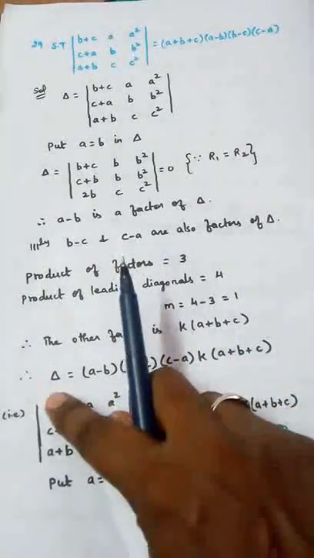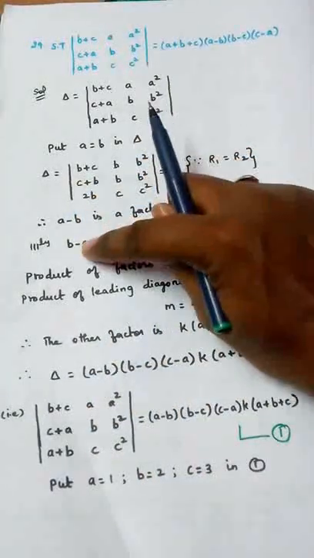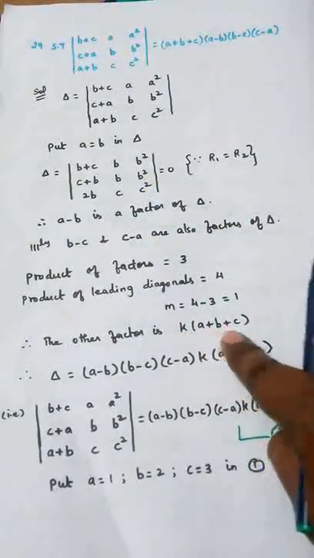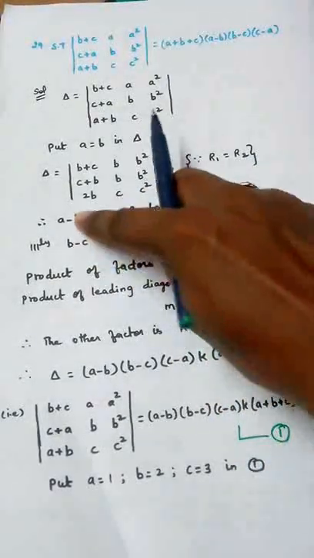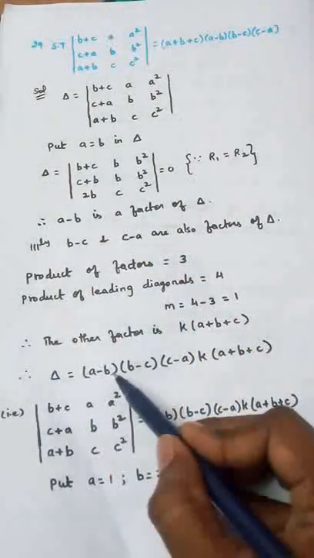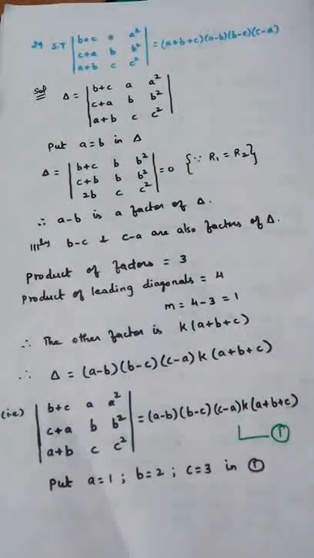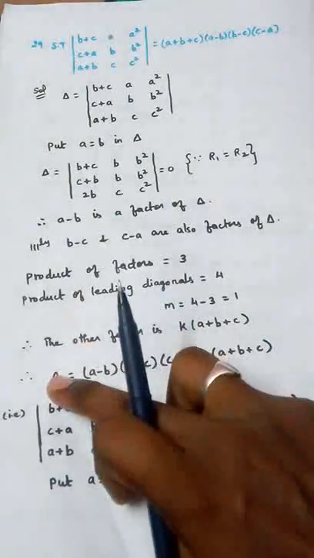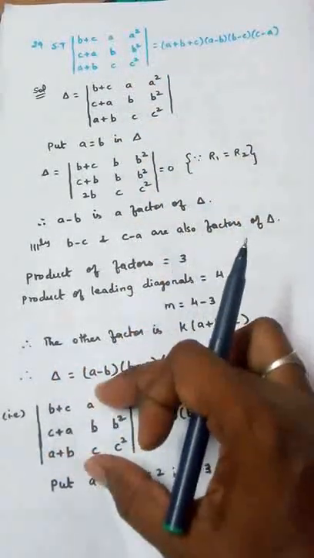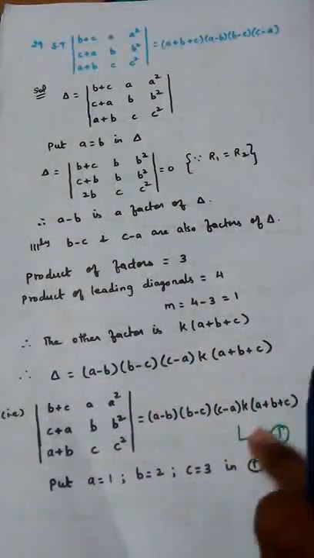So now I am going to write delta is equal to, we found out three factors. What are they? A minus b, b minus c, c minus a. And what is the other factor? K into a plus b plus c. So combining everything, these three and this, we are writing delta as a minus b, b minus c, c minus a, k, a plus b plus c. So what is actually delta? The given question, LHS. So just write delta as this and write all these things here. That is taken as first equation.